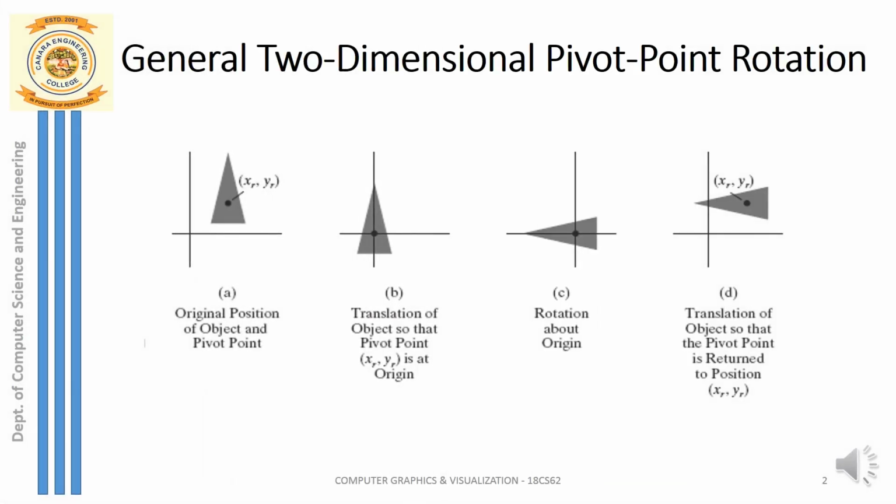Let us discuss general two-dimensional pivot point rotation. So far we have discussed all the transformation techniques, maybe it is translation, rotation or scaling. All those transformations were applied by taking the origin as the fixed point. So we had written a translation matrix, or a rotation matrix or the scaling matrix. All these three matrices were written with the reference point origin, so by taking this as a fixed point.